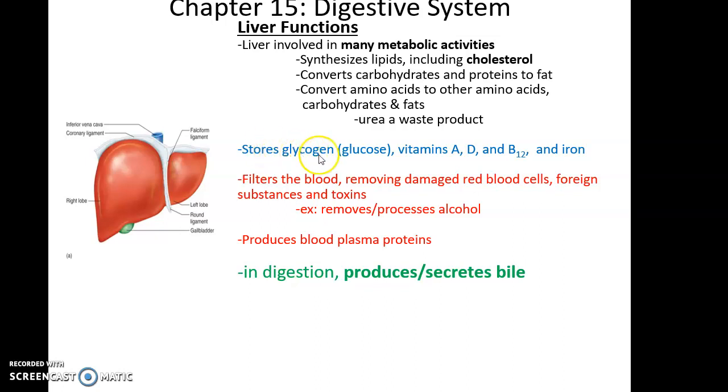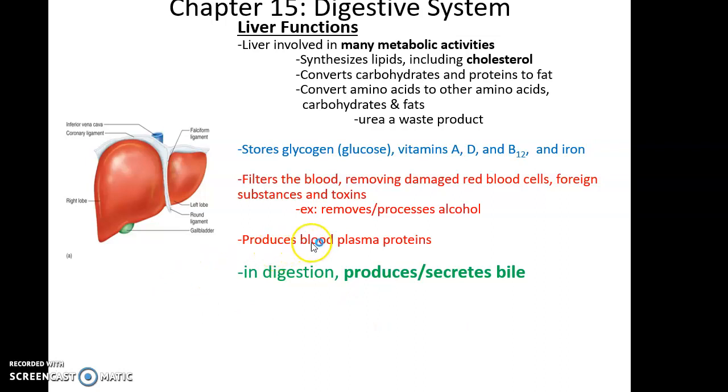The liver also stores glycogen, which is the huge molecule made up of lots and lots of glucose. So the liver stores glucose in the form of glycogen. It also stores some important vitamins and minerals like vitamin A, D, B12, and iron. The liver helps to filter the blood, and so as the blood travels through the liver, through its hepatic lobules, it will remove damaged blood cells, other foreign substances, and toxins. So, for instance, one thing the liver removes is alcohol, and then alcohol is processed and neutralized.